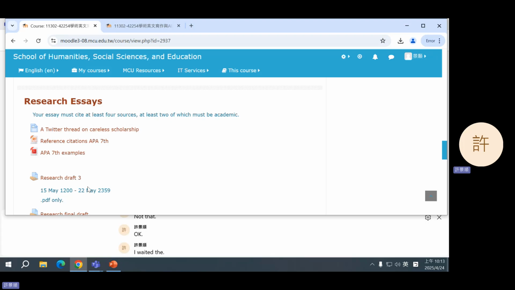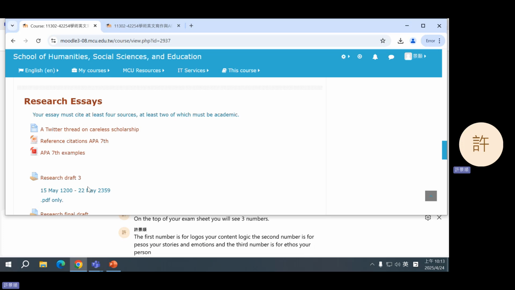Okay, I graded your midterms according to the exact same standard as your argument essay. On the top of your exam sheet, you will see 3 numbers. The first number is for logos, your content, logic. The second number is for pathos, your stories and emotions. And the third number is for ethos, your persona and personal experience, personal connection to your topic.